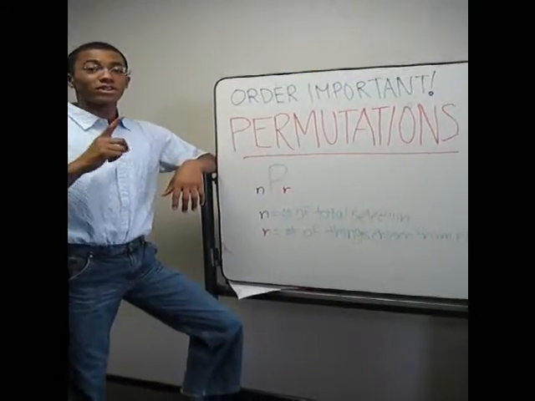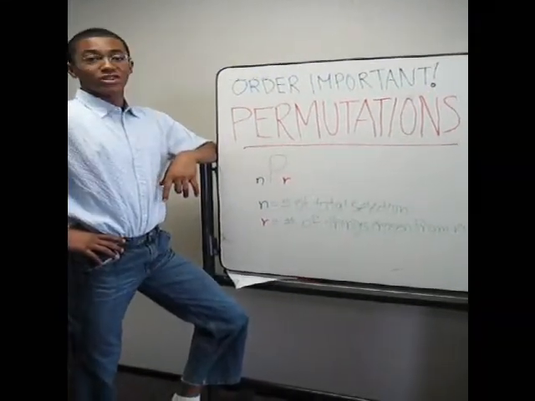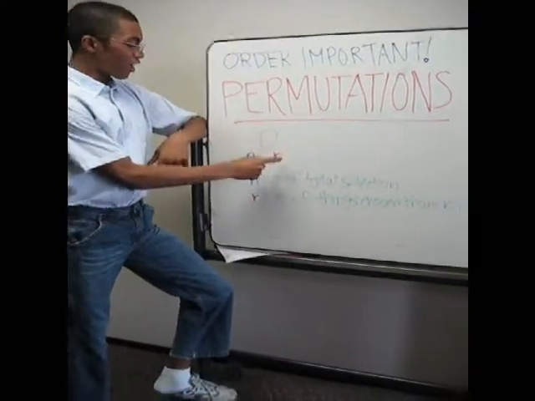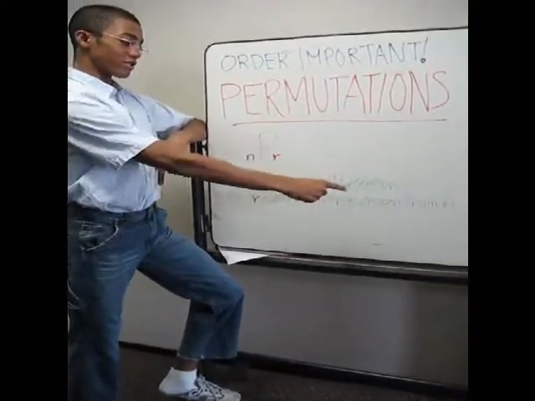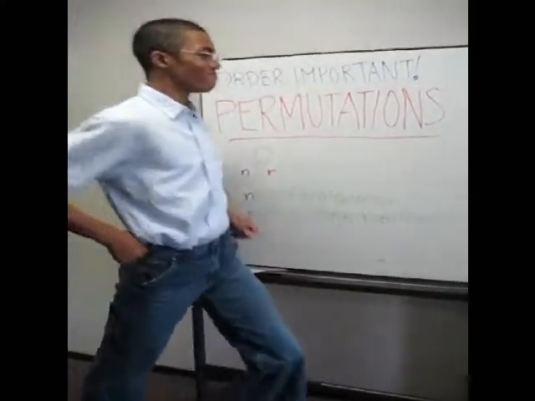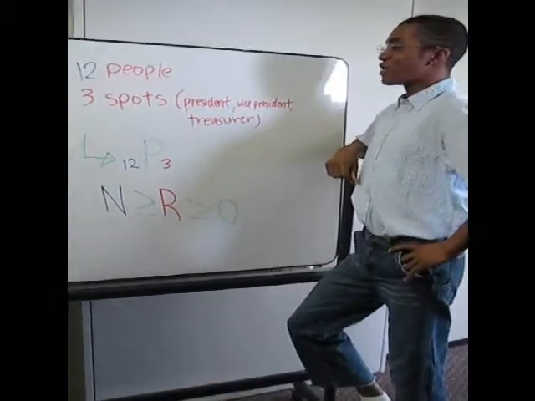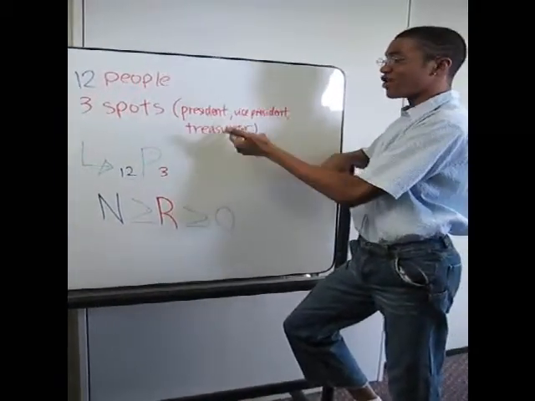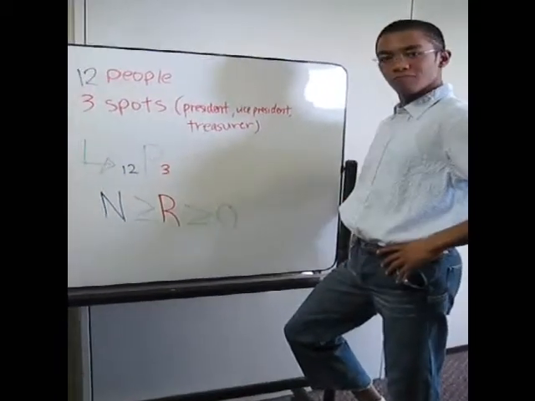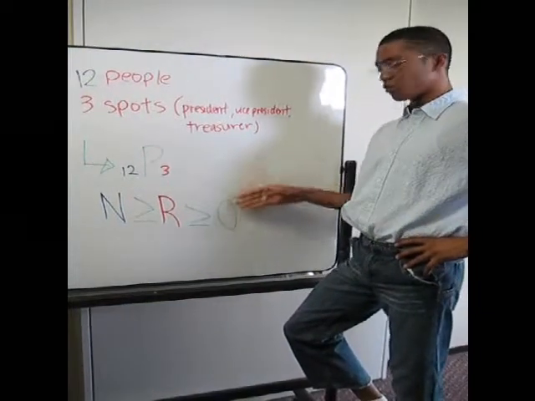Now, going back to the first example where the order was important, each selection is called a permutation. Permutations are denoted as nPr, where n is the number of total selections, and r is the number of things chosen from n. To show that we're choosing a president, a vice president, and a treasurer from a group of 12 people, we write 12P3. Obviously, n is always greater than or equal to r, which is always greater than or equal to 0.